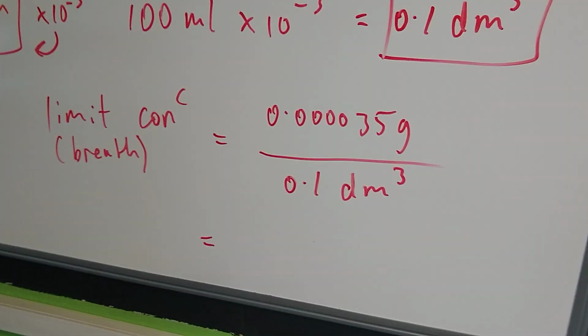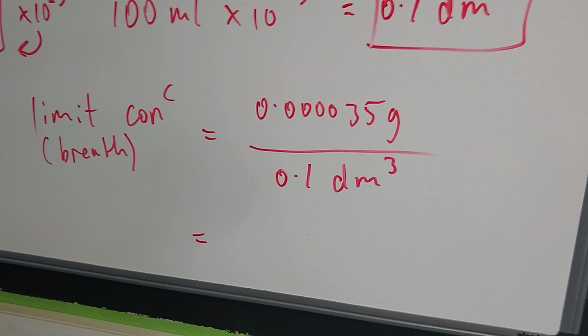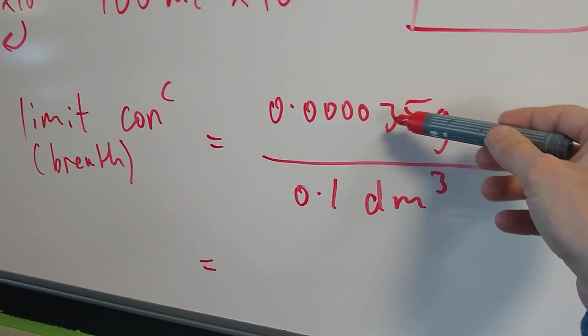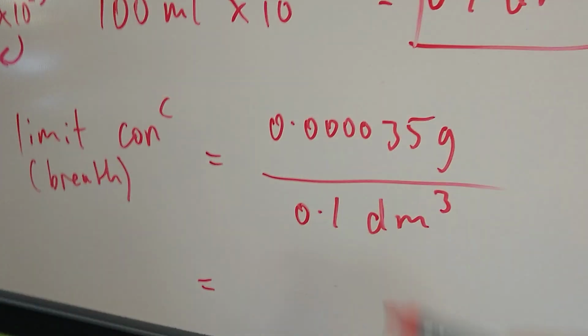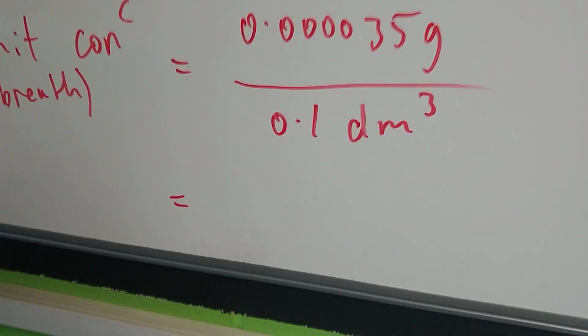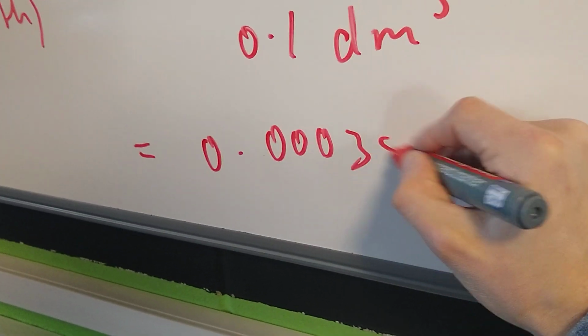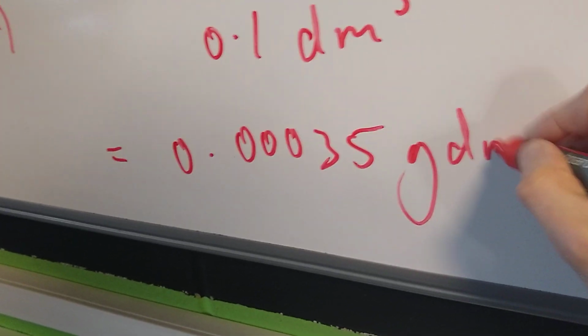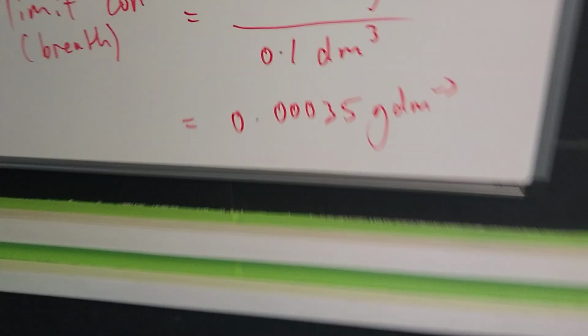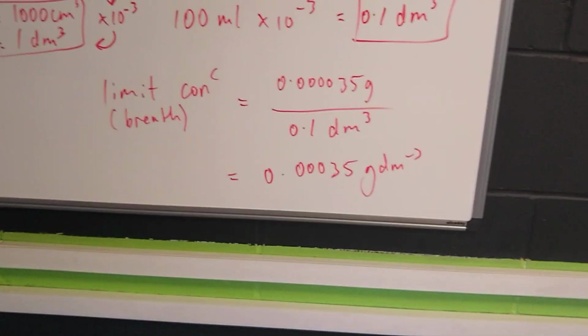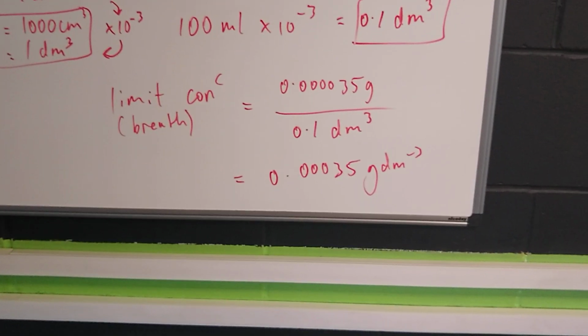And if you divide by 0.1, that's the same as timesing by 10. So if you times by 10, we're going to push this one value forward. So we're going to take away one of those zeros, aren't we? So that's going to be 0.00035 grams per decimeter cubed. Okay, so that needs to go into standard form, really.